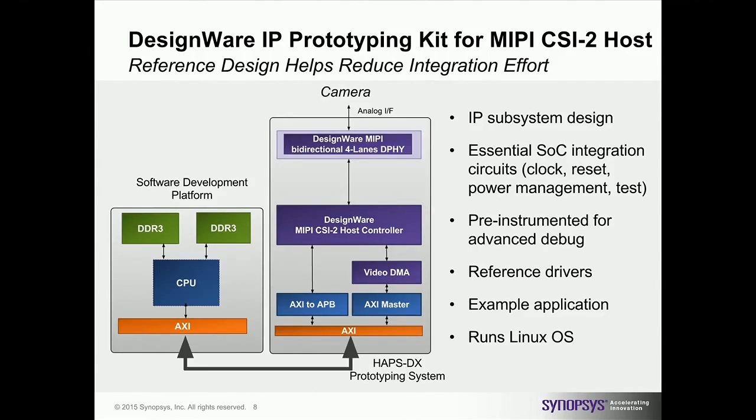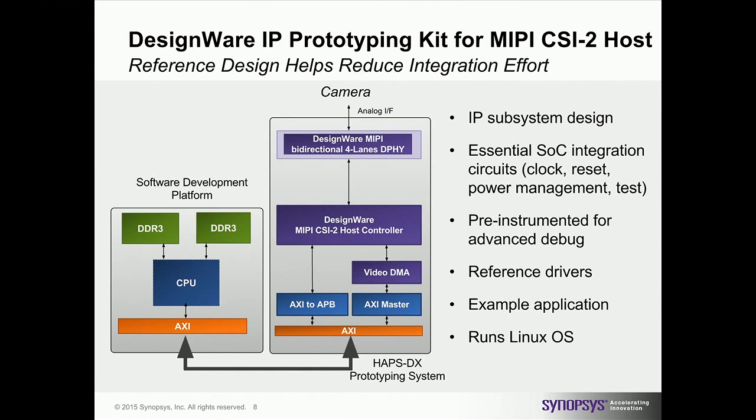An example of that, and it's probably one of the more useful use cases here, is this DesignWare IP prototyping kit for MIPI CSI-2 host. MIPI CSI-2 is a protocol that allows you to connect a standard mobile CSI-2 image sensor to an application processor, or a bridge processor, or any IC that would like to receive the signal from the image sensor. So as you can see, you have two blocks over here. In the middle one, you have the HAPS-DX prototyping system, which is really where you can have the MIPI D-PHY.